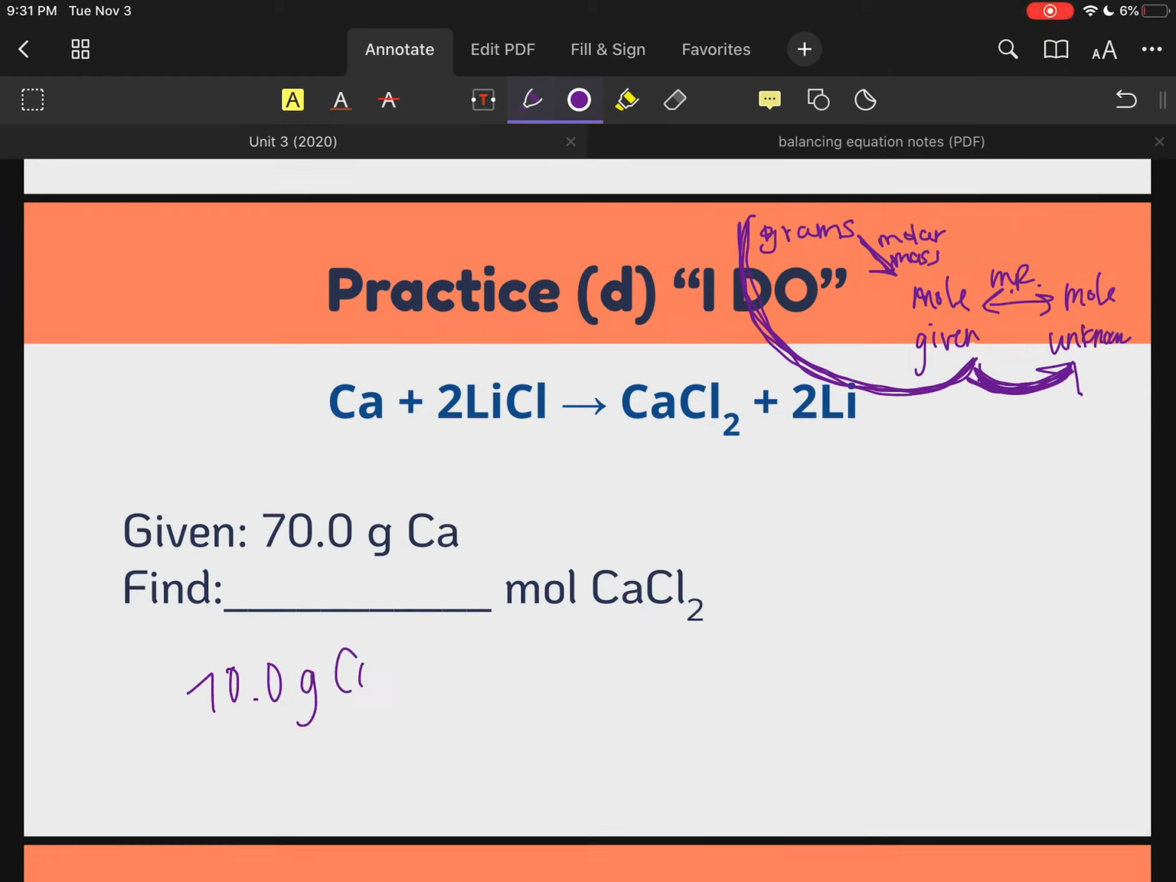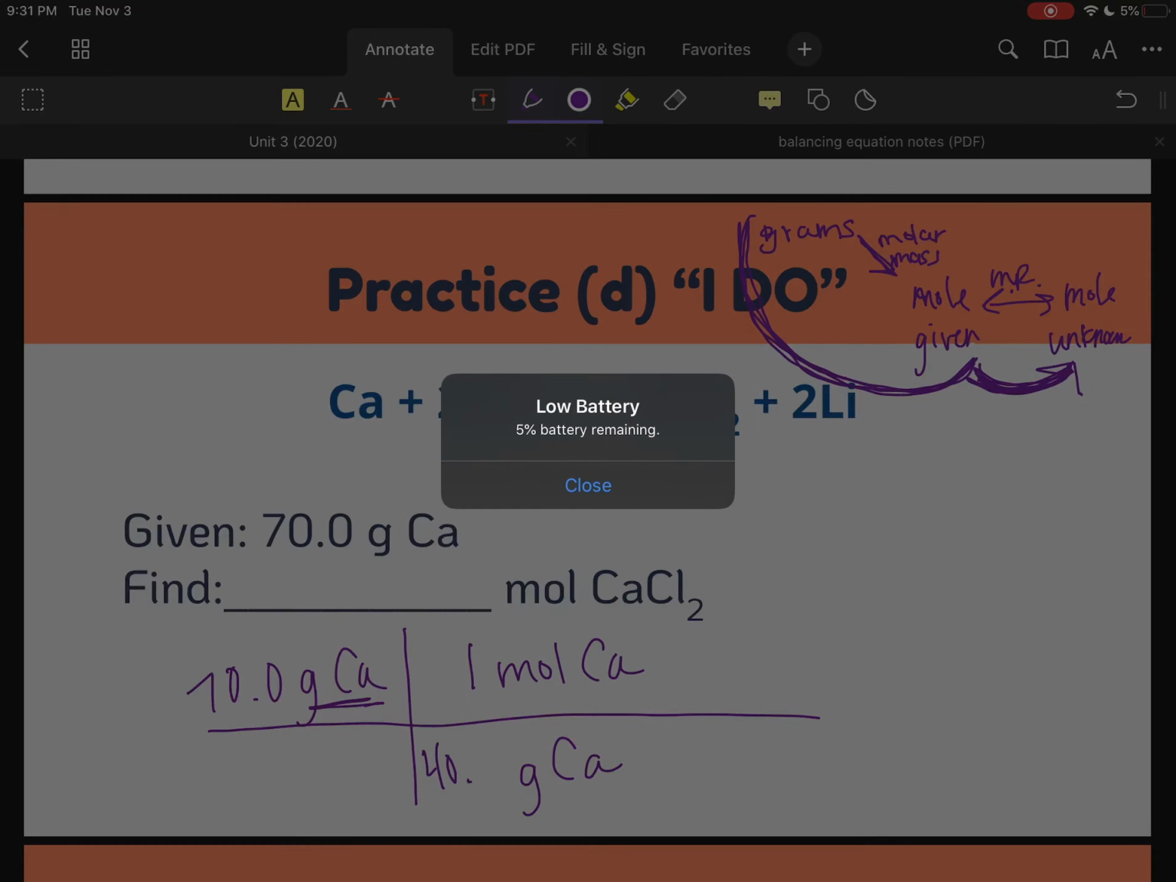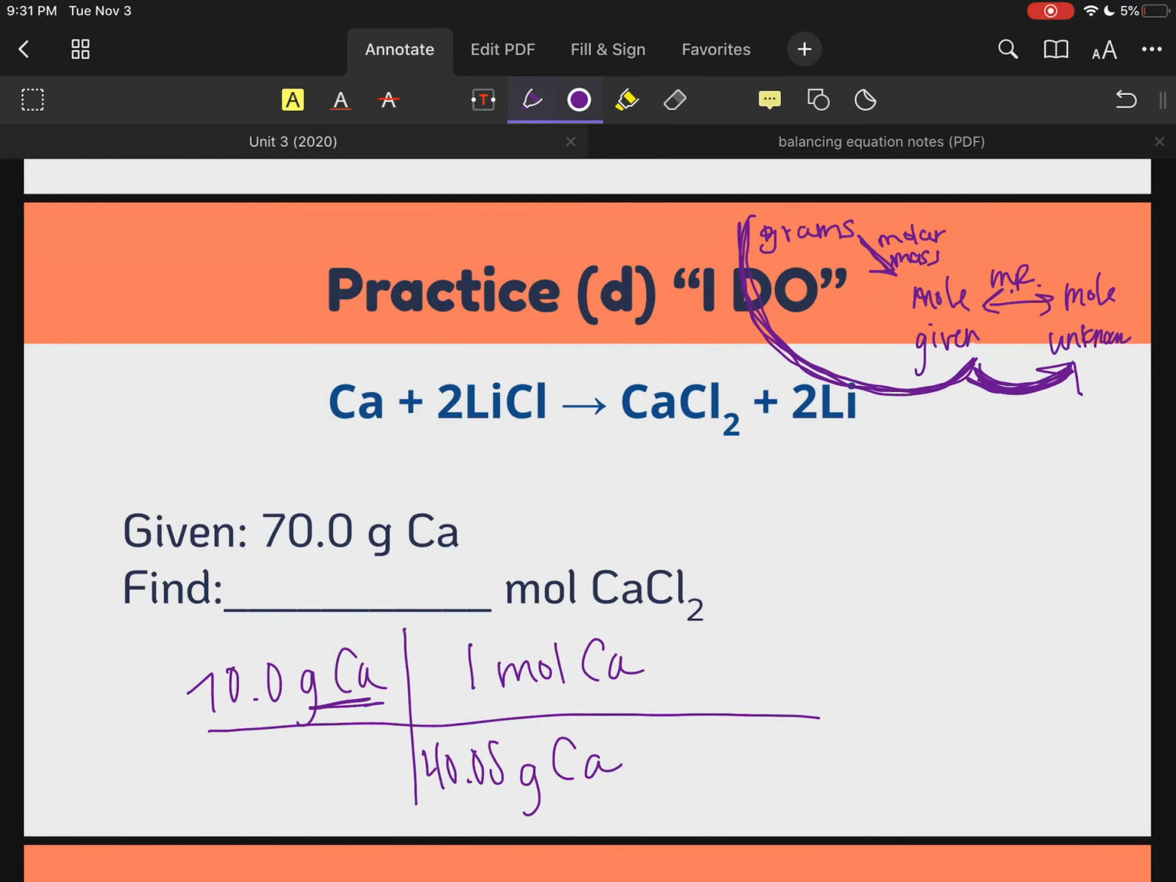So I'm going to set it up the same way. 70 grams of calcium. Okay, grams of calcium's up here. Grams of calcium has to go on the bottom. Remember, how many grams in 1 mole? So where am I going to find that? I'm going to look on the periodic table, and it's 40.08. Okay, so my grams of calcium are gone.